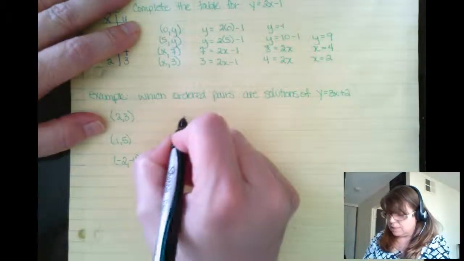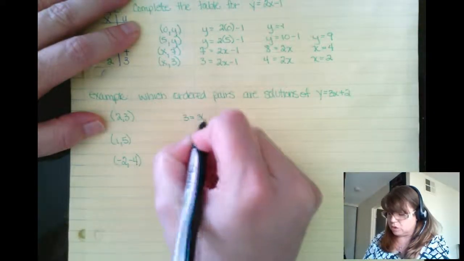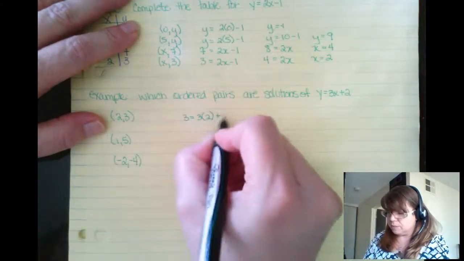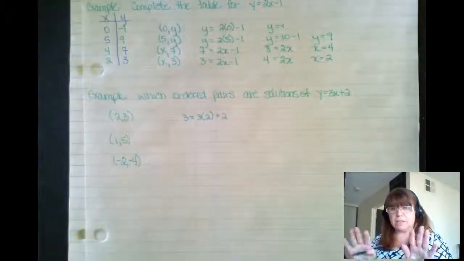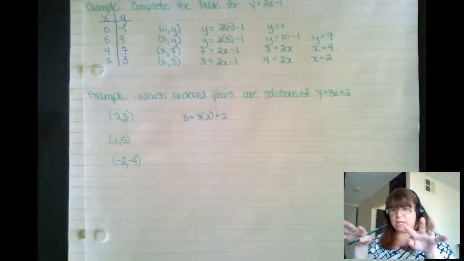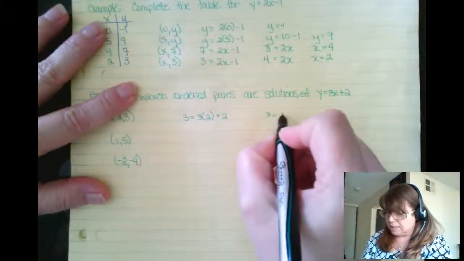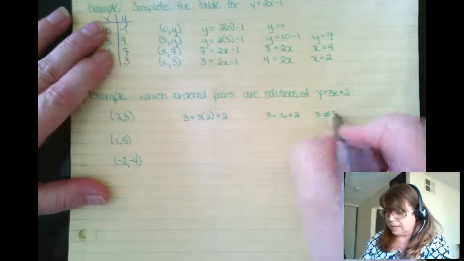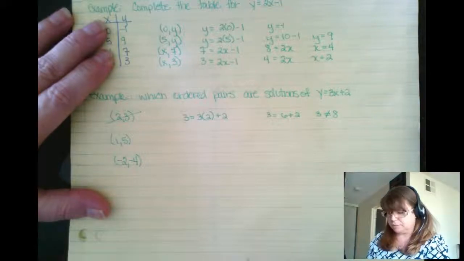So y is 3, equals 3 times x, which is 2 for the ordered pair 2, 3, plus 2. I'm going to leave the 3 alone. I leave the left and right sides of the equation on the same side. I'm not going to move anything around. Just bring it down and see if it's true. 3 equals 6 plus 2. 3 does not equal 8. Therefore, 2, comma 3 is not a solution.